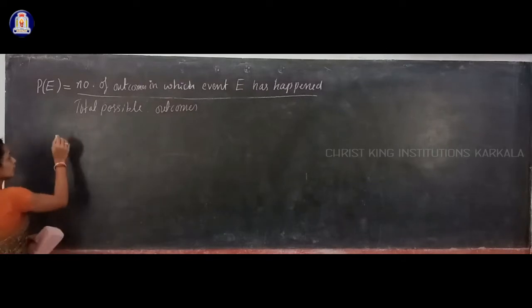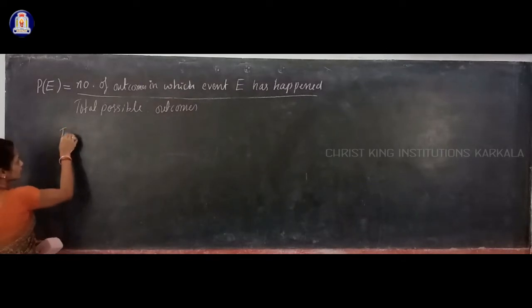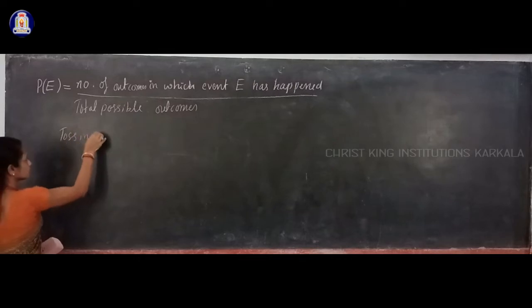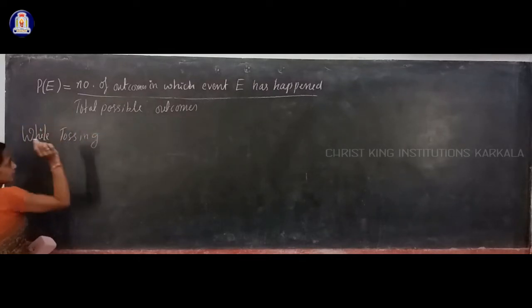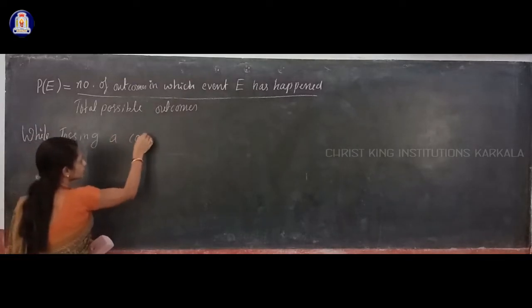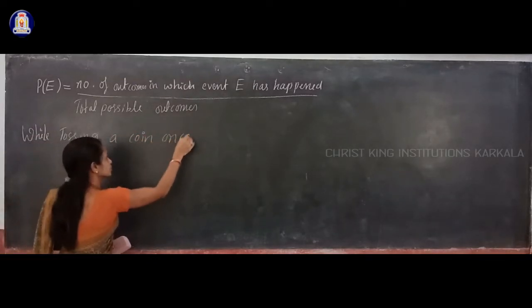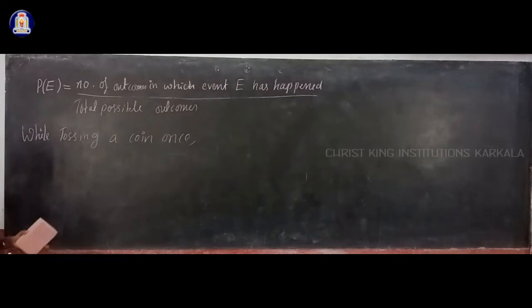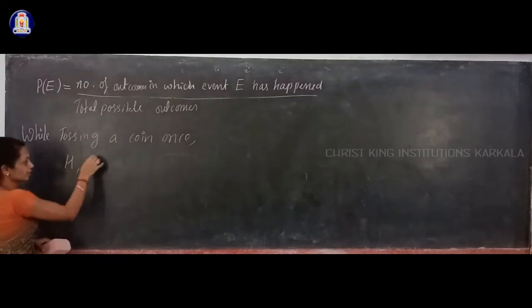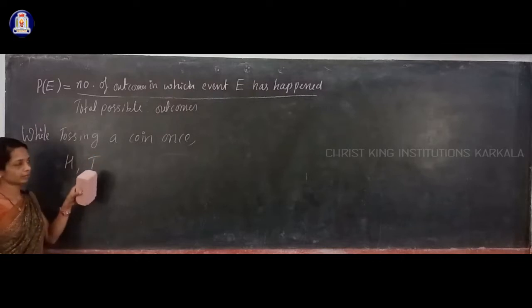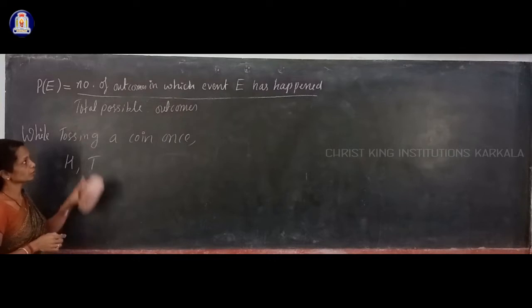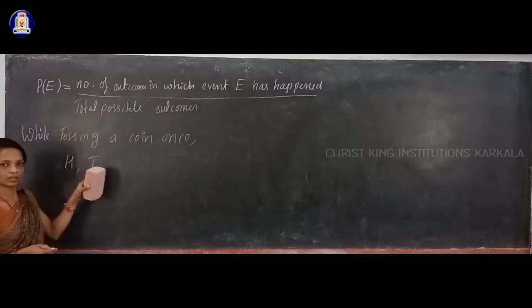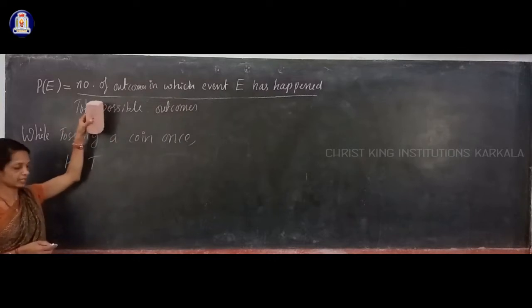Now we take tossing a coin. While tossing a coin once, what outcomes may you get? Either you may get a head or you may get a tail, right? While tossing a coin, you will get only two possible outcomes. So total possible outcomes is 2, that is in the denominator.